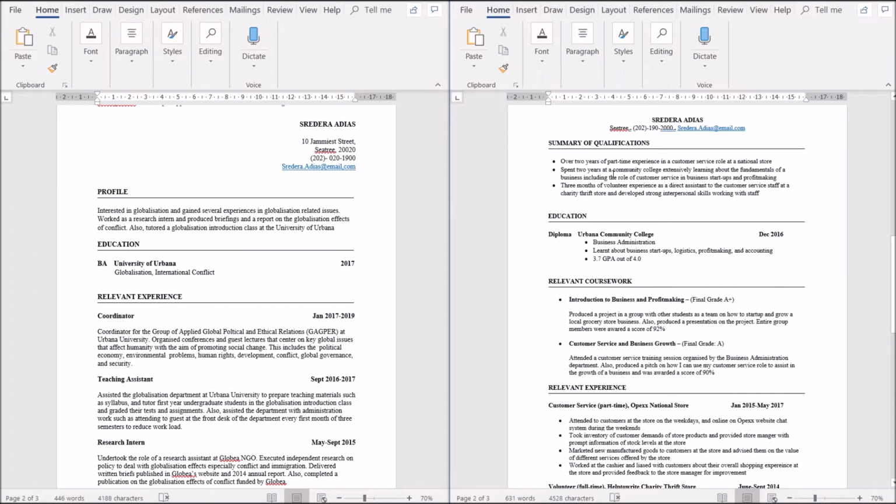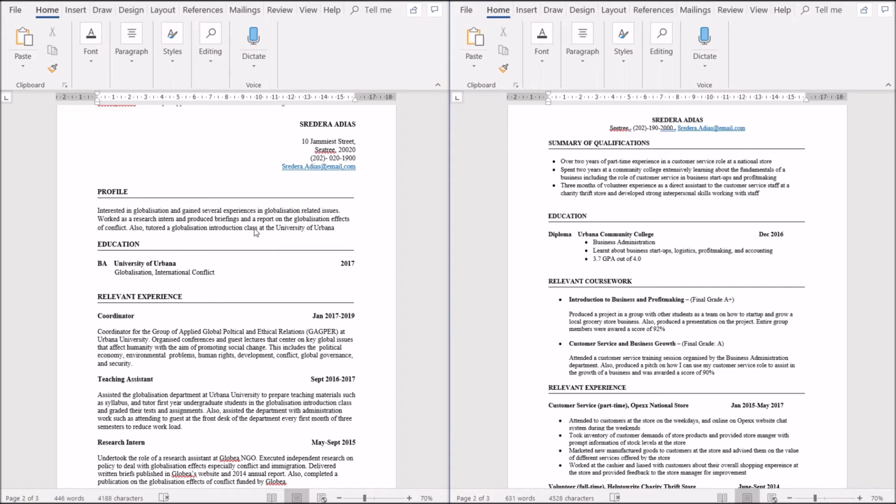In the first section of the academic CV to the left is the profile, which provides a summary of research interests and sometimes also the key experiences that are academic related. Here, it reads that the person is interested in globalization, worked as a research intern, also tutored a globalization introduction class.